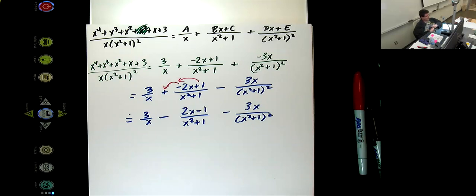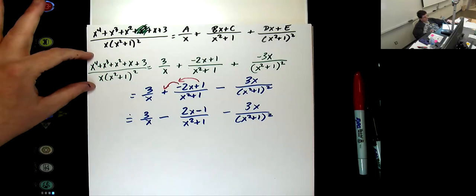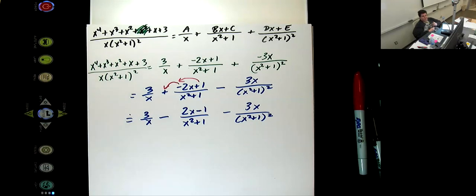This is stuff you can actually work with when you're doing integrals in Calc 2. You can't do the first one, the big fraction, but you can work with the little fractions.